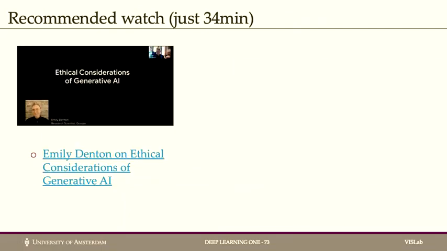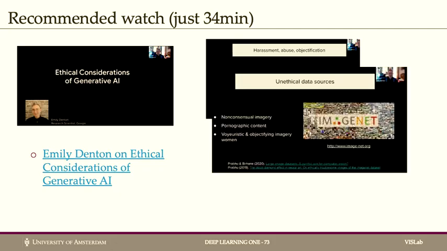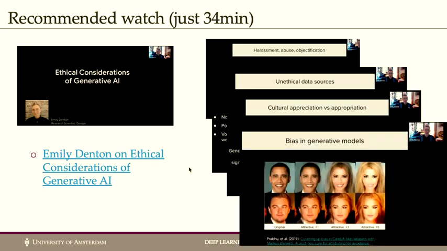And I really recommend this talk actually on the ethical considerations of generative AI. So this is the last lecture we have today on generative AI. And this video is from 2021, but already back then we had the problems of harassment, abuse, objectification, unethical data sources, cultural appreciation versus appropriation, bias in generative models. By the way, going from left to right is only changing the attractiveness score. So you can tell whoever made that sort of data set, right?